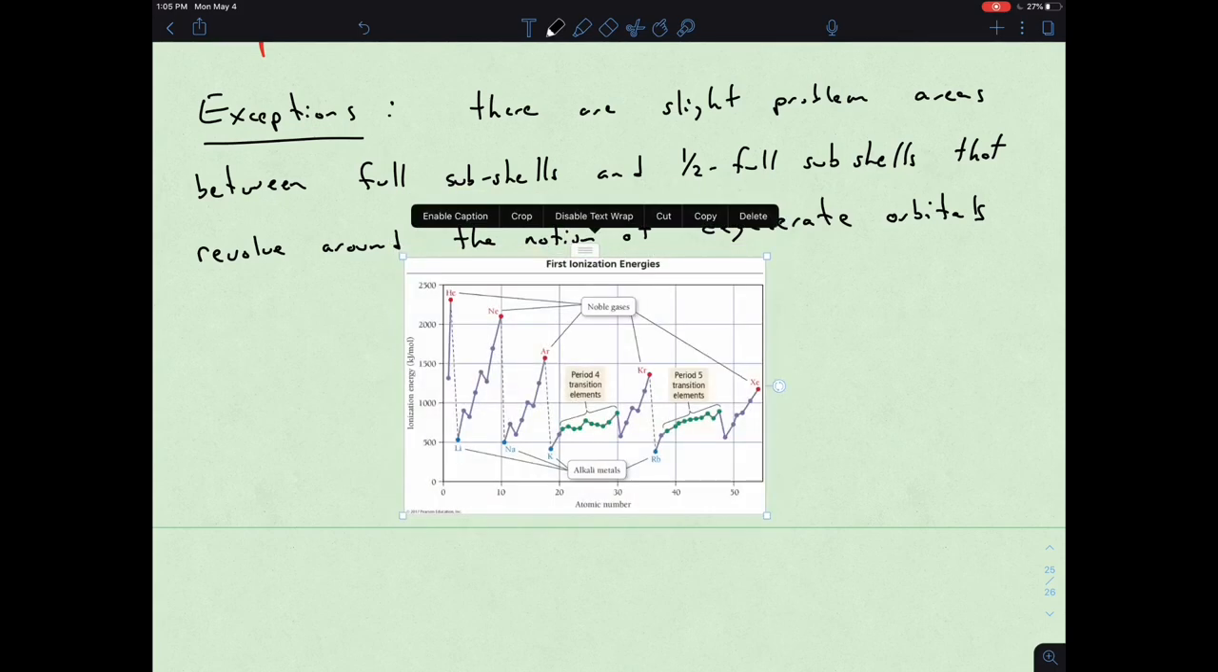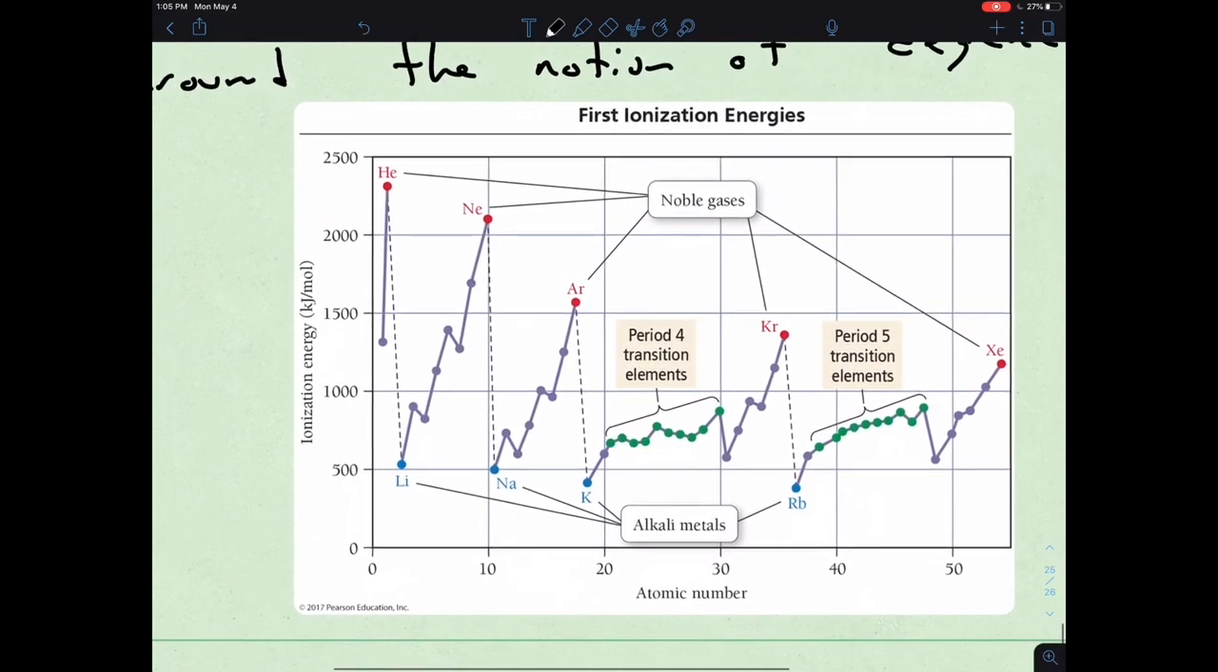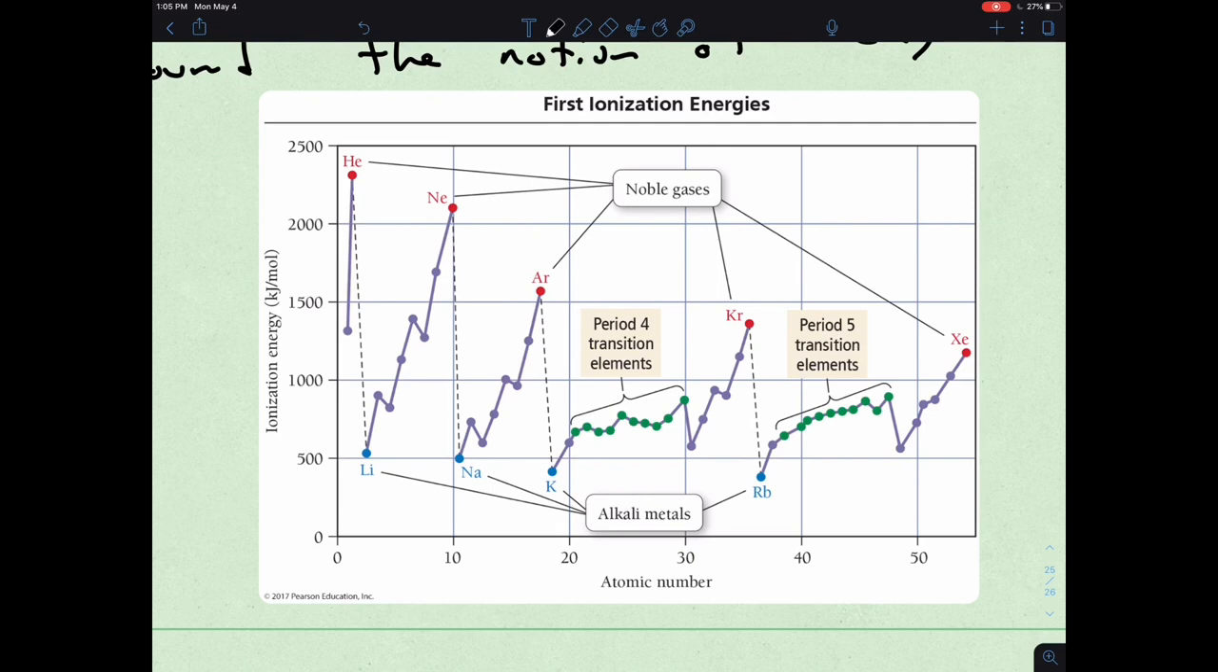If we zoom in on it a little bit, starting from left to right, we start with hydrogen, and then we're way up at helium here. And notice that there's a huge drop. Ionization increases as we go left to right. We see that with hydrogen up to helium. And then from lithium up to neon, we see the same thing, that from left to right, in general, it increases in terms of ionization energy.